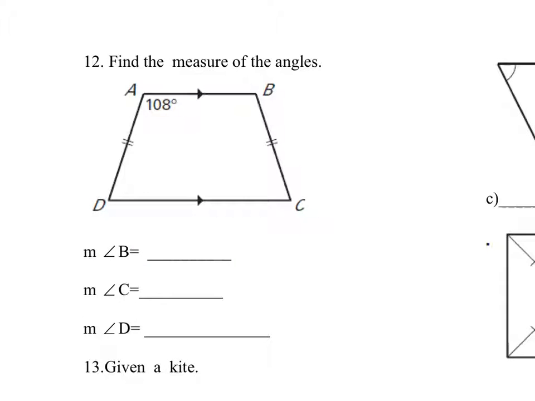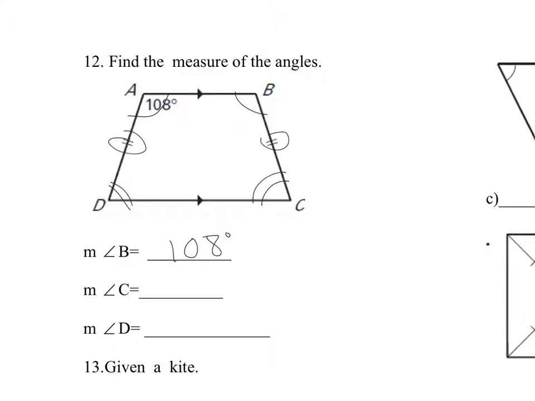So here's page 2 of the review, number 12. Find the measures of the angles. We know this is an isosceles trapezoid because you have the two markers there telling you they're congruent. So that means that angle A and angle B are congruent, and angle D and angle C are congruent. So what is angle B going to be?